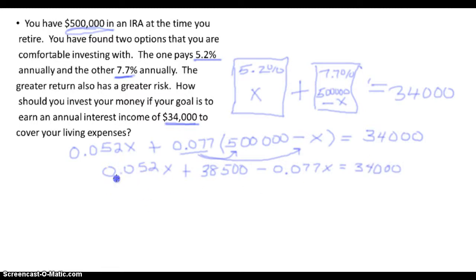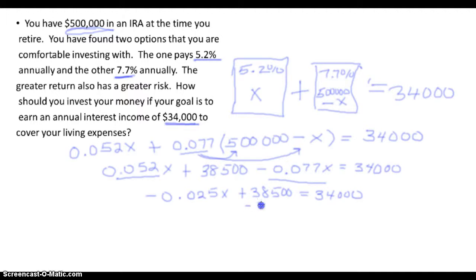Next, I can combine like terms. I have an x term here and again here. So again, I'm going to use my calculator. So 0.052 minus 0.077 gives me negative 0.025x plus 38,500 equal to 34,000.